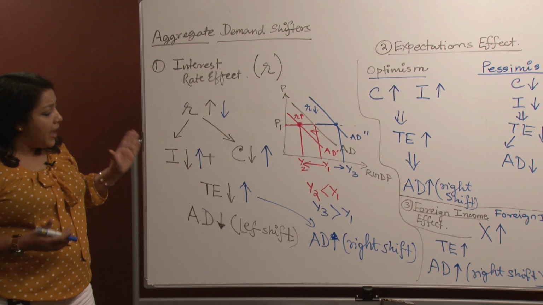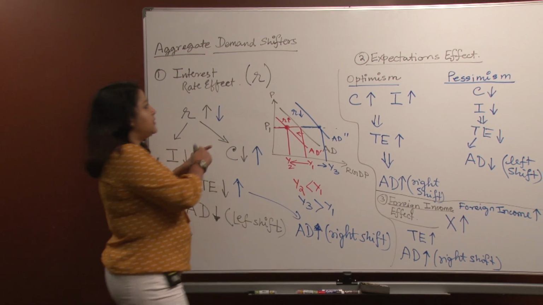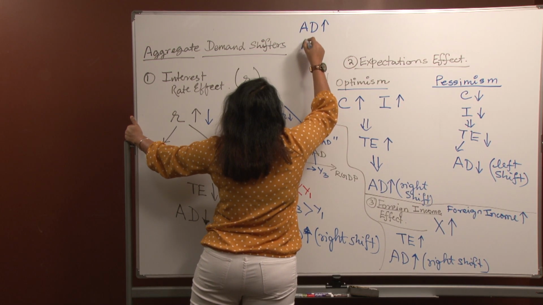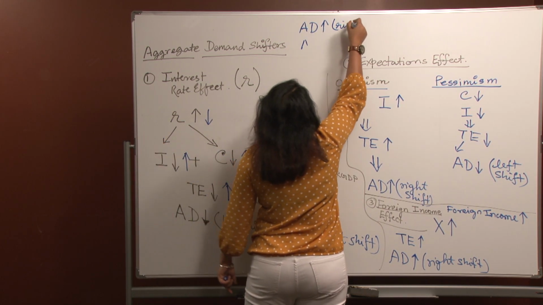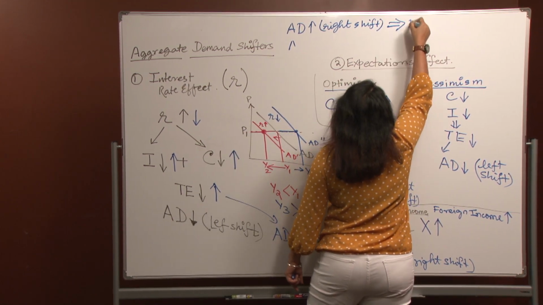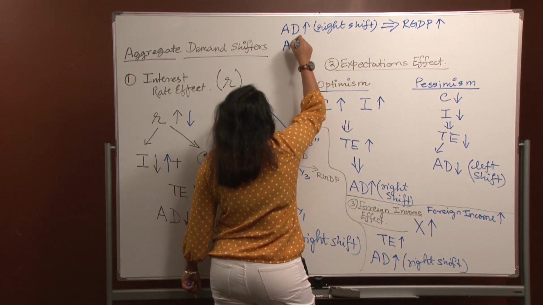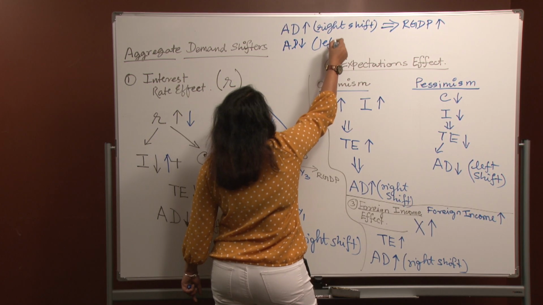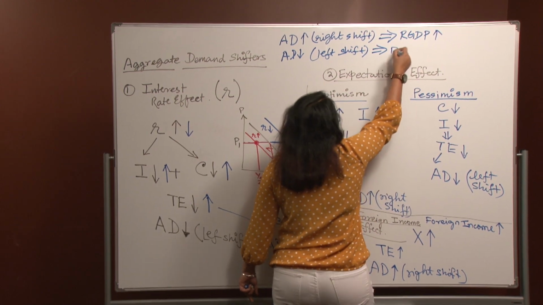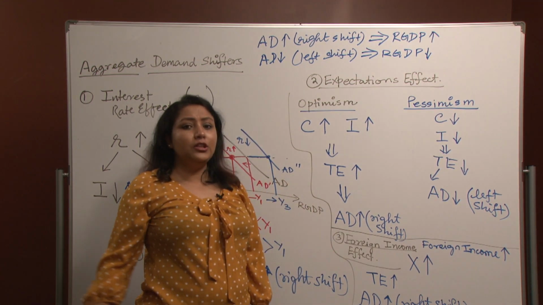Now, at the very end, you must remember that as aggregate demand goes up, that means as you have a right shift of the aggregate demand curve, your real GDP rises and you have growth in the economy, and as you have a left shift of the aggregate demand curve, your real GDP goes down or you have stagnation in the economy.